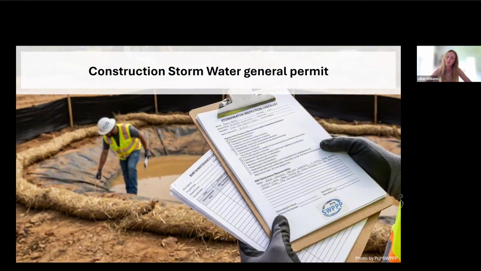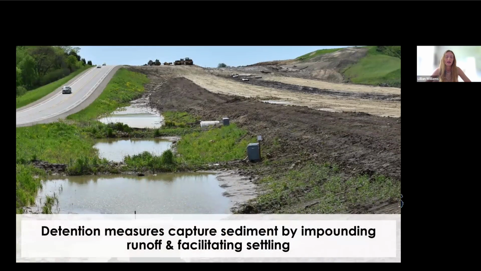So how do we get these permits? You typically have to fill out a SWPPP, or a Stormwater Pollution Prevention Plan. A SWPPP often has a lot of detention measures implemented on the construction site itself. These detention measures function by capturing sediment through impounding runoff, and that facilitates the settling of the particles that are suspended in that runoff.